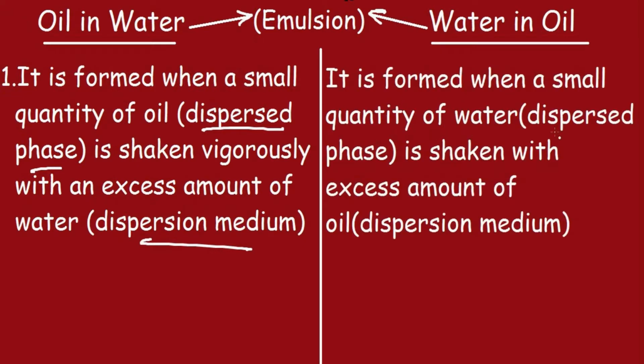a small quantity of water, which is the dispersed phase, is shaken with an excess amount of oil, which is the dispersion medium. The main importance of this first point is that for oil in water type emulsion, the dispersed phase is oil, and for water in oil type emulsion, the dispersed phase is water. So now let's move on to the second point.